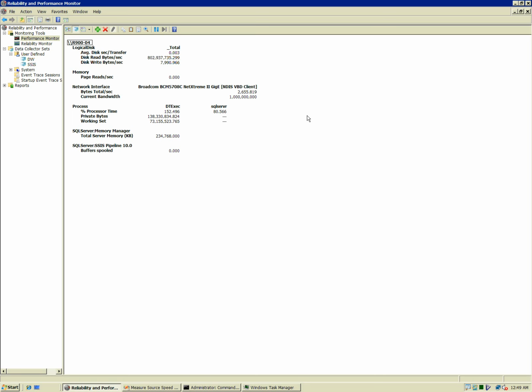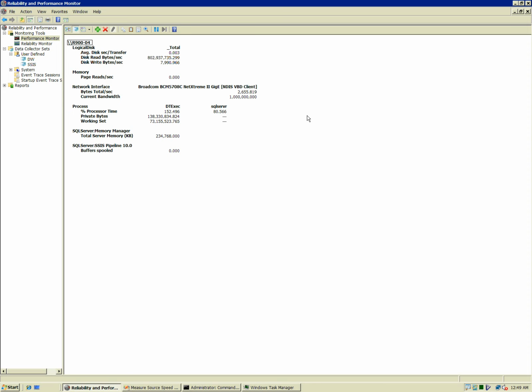Why is this information important? Well, this information is important because SSIS is very dependent on the underlying infrastructure to improve performance. Things like memory and CPU are pretty obvious and pretty straightforward, so that's great. But disk itself also is a very important factor on improving performance.